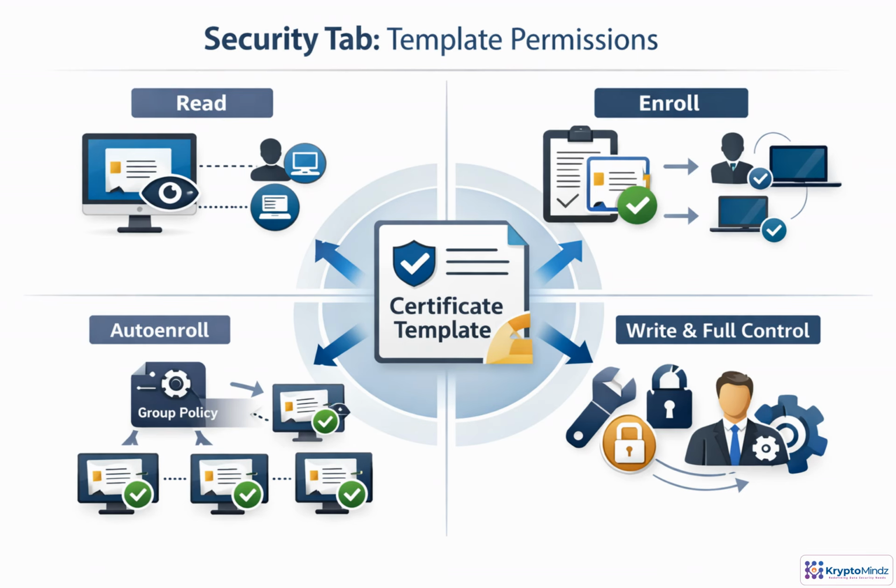Template permissions determine who can discover a template, who can request from it, and who can silently receive certificates. Read is typically granted to authenticated users so they can see available templates. Enroll is assigned to the specific users or computers that should request certificates manually. Auto-enroll is usually limited to managed devices or users via group policy. Write and full control stay with administrators only. Misuse of these rights lets attackers alter issuance rules or redirect trust.